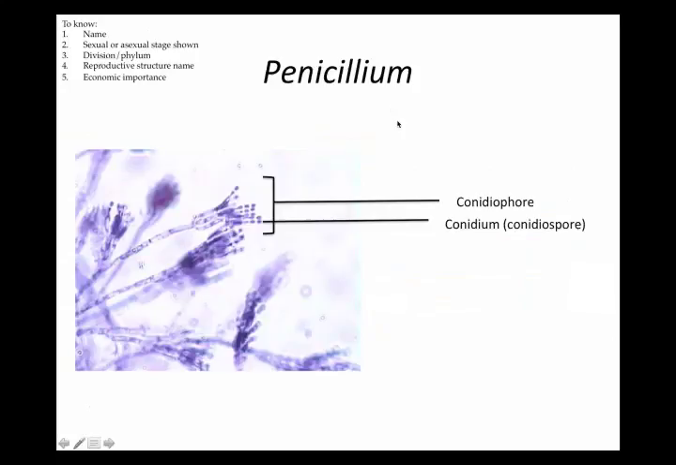This is also in Ascomycota. It's called Penicillium. As the name suggests, economically important. It's where we get the drug penicillin. It's an antibiotic, which means it kills bacteria. But just note that this is not penicillin. That's not the name of this. This name is Penicillium. Penicillin will not be a correct answer. That is the antibiotic.